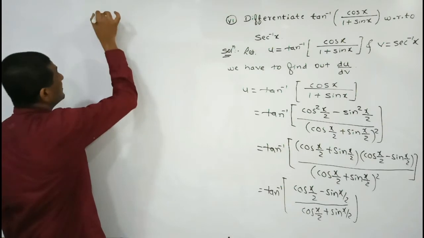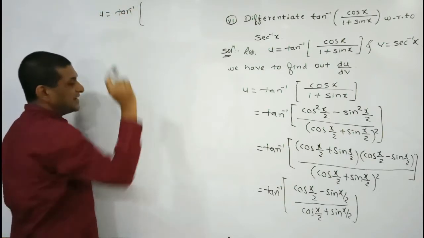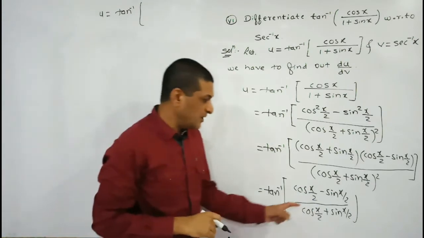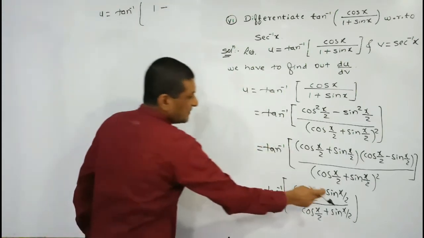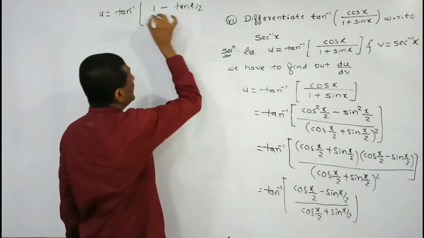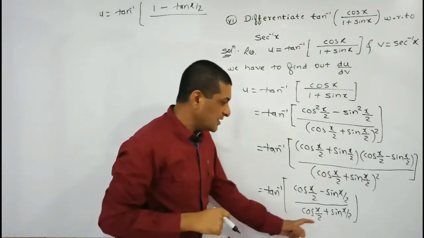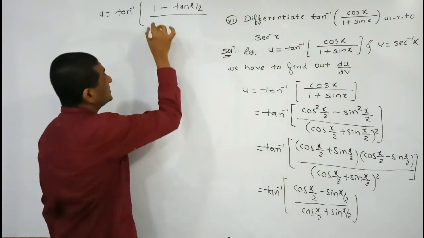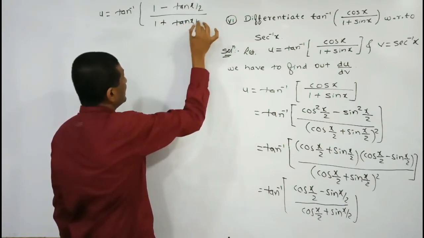So this is nothing but the value of u is equal to tan inverse of, if I am dividing the numerator by cos x by 2, so cos x by 2 upon cos x by 2 is 1 minus sin x by 2 upon cos x by 2. Sin upon cos means what? Tan. Since we are dividing the numerator, that's why I divide the denominator also by cos x by 2. Cos x by 2 upon cos x by 2 is 1 plus sin x by 2 upon cos x by 2 is what? Tan x by 2.